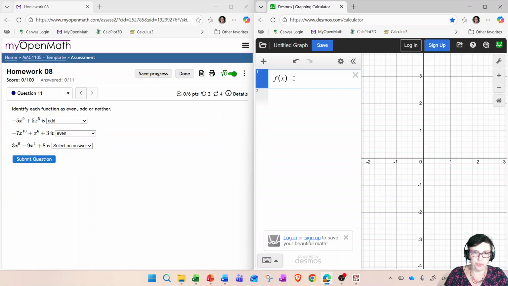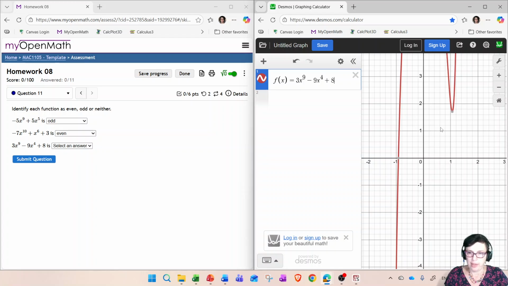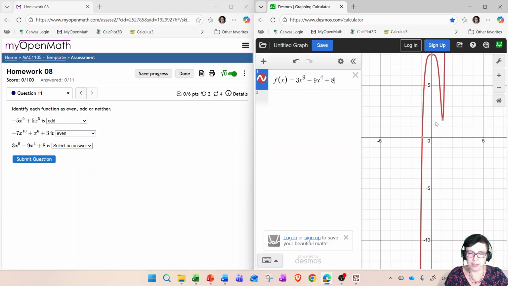Now, let's see if we can figure out what's going on with this other one. This one is a combination. One power is odd and one power is even. This is not going to be symmetric. It's pretty clear there's no symmetry, right? It's not going to be symmetric over the y-axis. It's not going to be symmetric over the origin. It is not symmetric at all. And so this is neither. And you can tell that by the powers. This one is odd. This one is even. It's a combination, so it'll be neither.